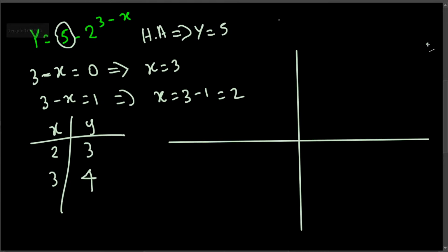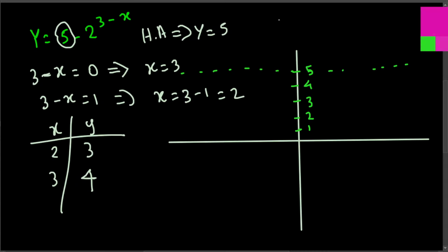And first always start with the asymptote. Here our horizontal asymptote is y is equal to 5. Let's plug some y values. Let's say this is 1, 2, 3, 4, 5, and at 5 we are going to have a horizontal line like this. That's our horizontal asymptote.